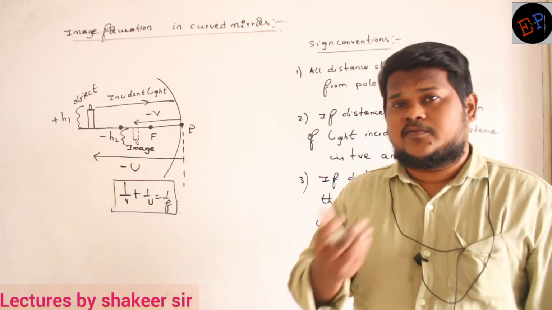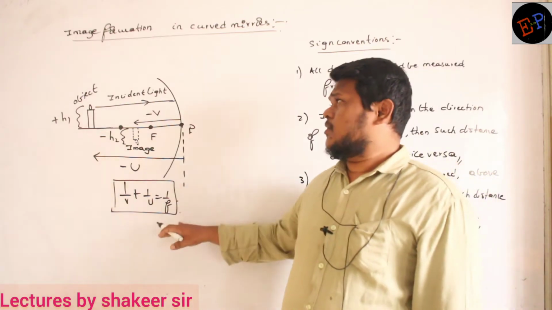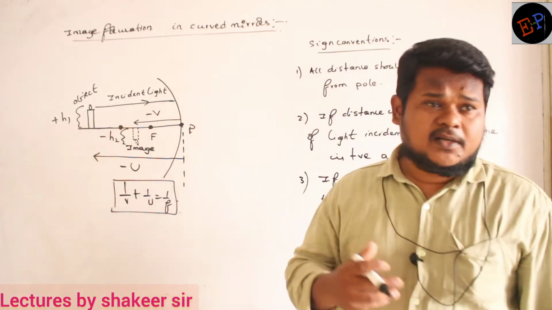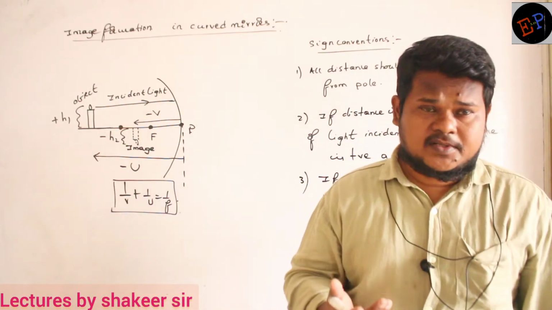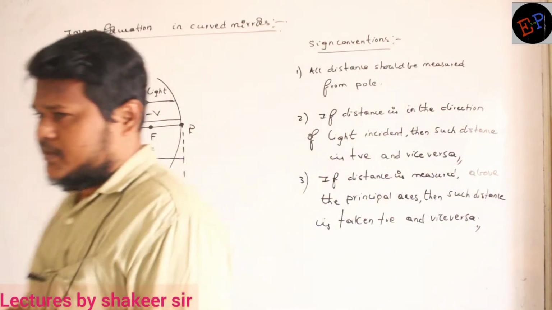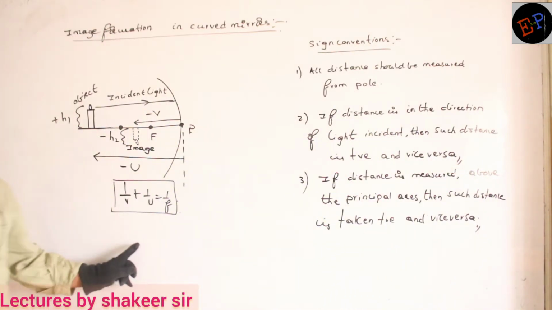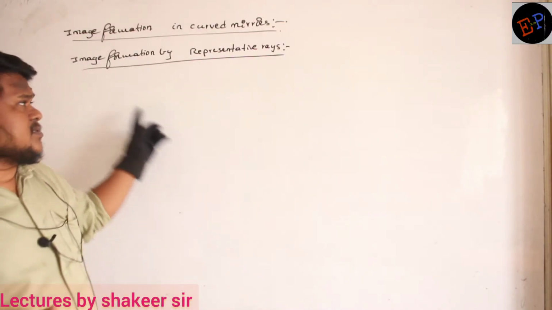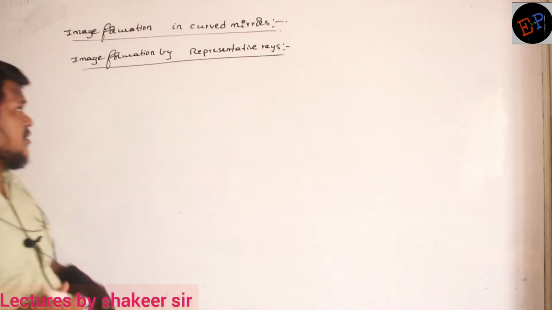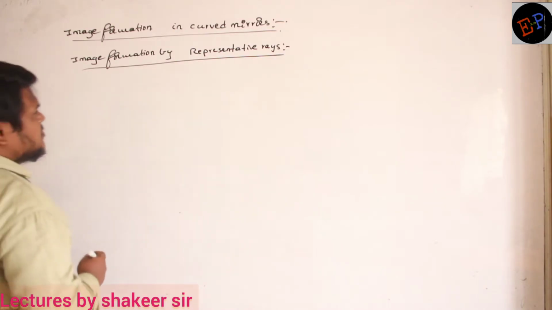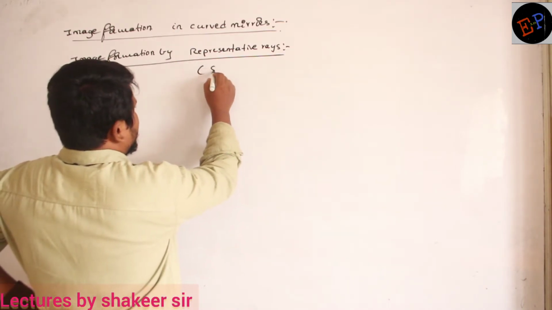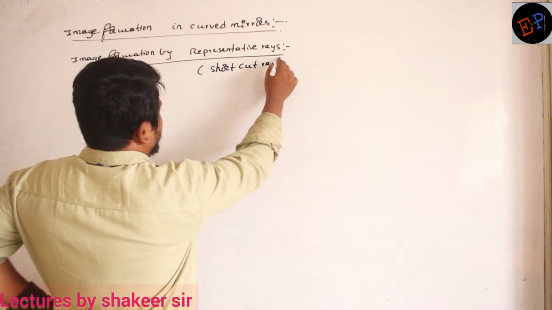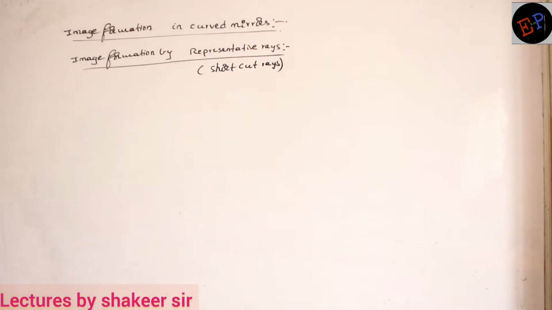Now we can find out the approximate position of the image by using some geometrical constructions also. Now we are going to study those constructions. Did you draw this diagram? Make it out first, using the mirror formula. Now we are studying with the help of representative rays. These representative rays are also called shortcut rays. What is the first ray?